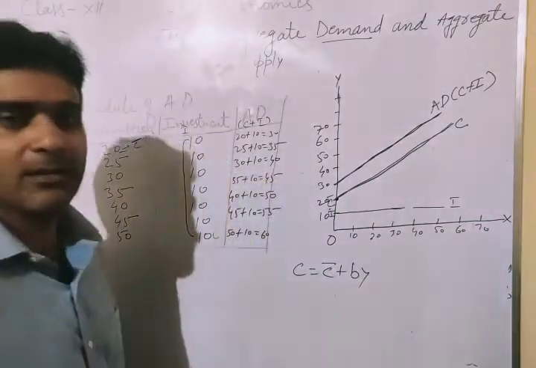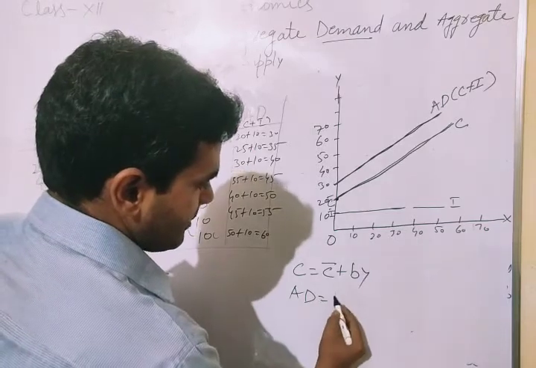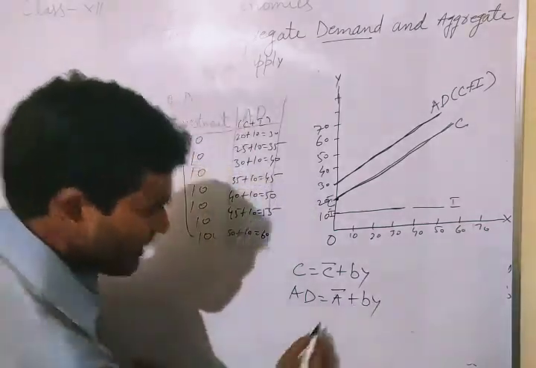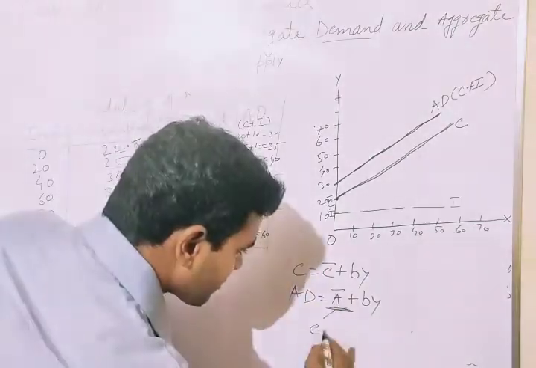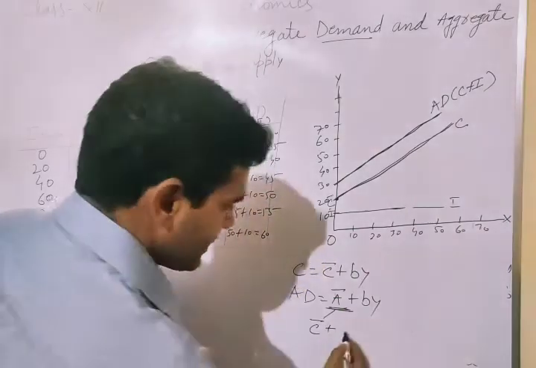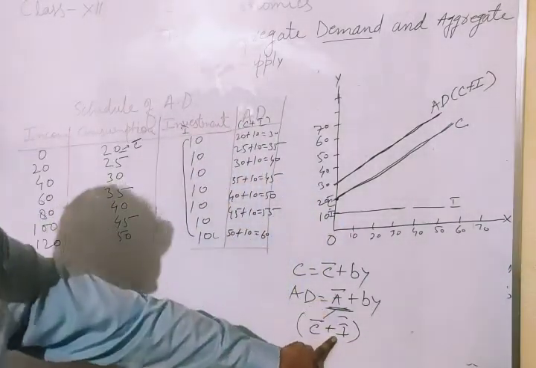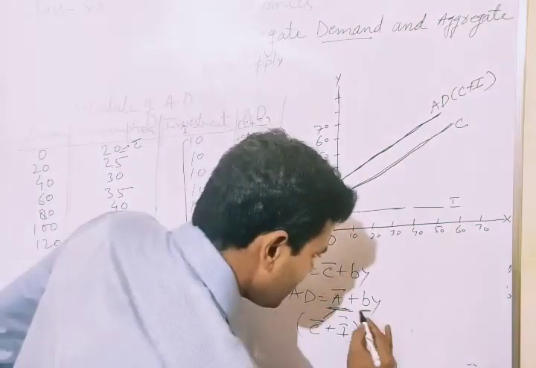We know that consumption is equal to C bar plus bY. And what was the aggregate demand equation? It was A bar plus bY. A bar is the constant part, which is the combination of C bar plus I bar. They are not changing. So what is the changing factor over here? It's b.